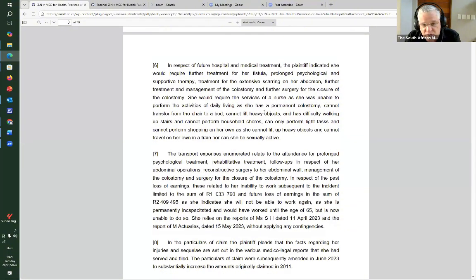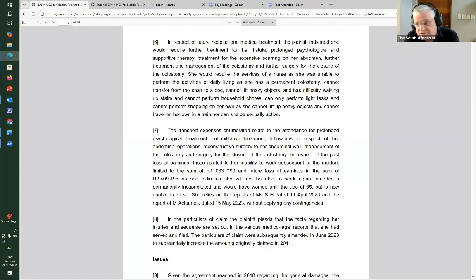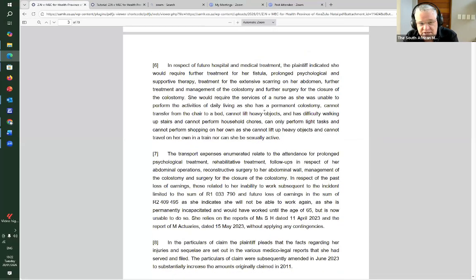And I'm not going to go through all of this word for word. The point is just to demonstrate the concept, which is you'll see that she then goes through the pleadings and elaborates on exactly what is in issue in the case. So, for instance, if we just take paragraph 6, in respect of future hospital and medical treatment, the plaintiff indicated she would require further treatment for a fistula. So, a fistula developed, prolonged psychological and supportive therapy, treatment for the extensive scarring on her abdomen, further treatment and management of the colostomy, and further surgery for the closure of the colostomy.